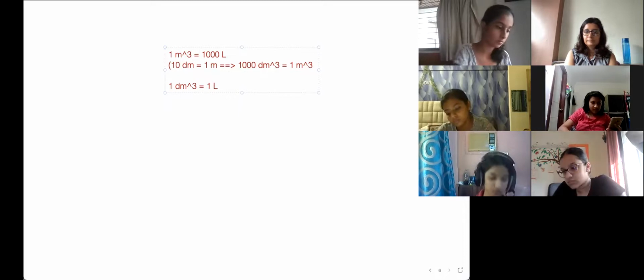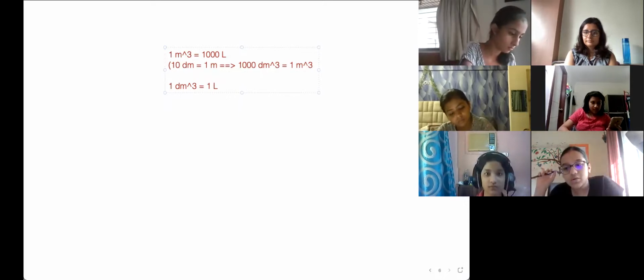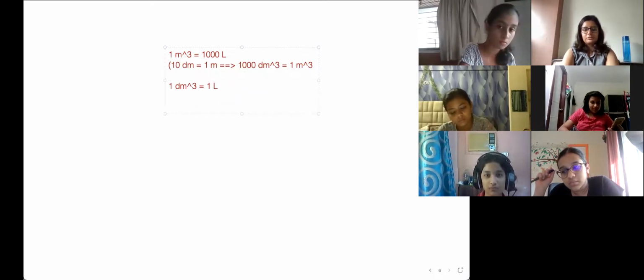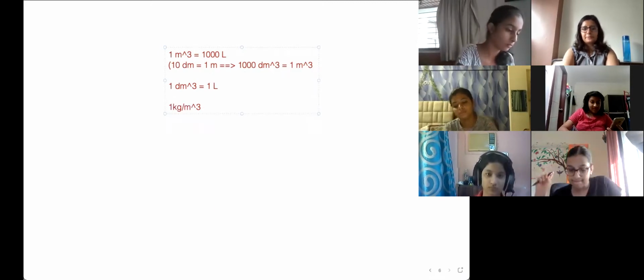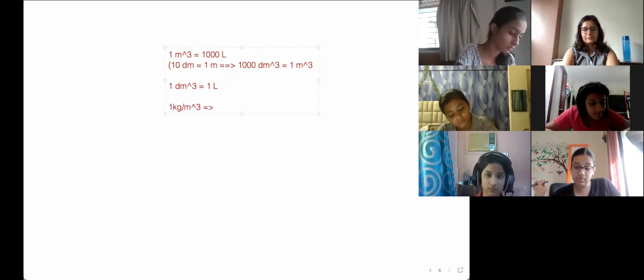But we need it in kg, right? So not meter cube. Density of water. So 1 kg per meter cube. Ma'am, can you explain this? I'm so confused.